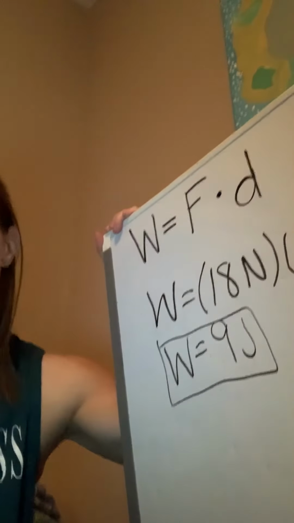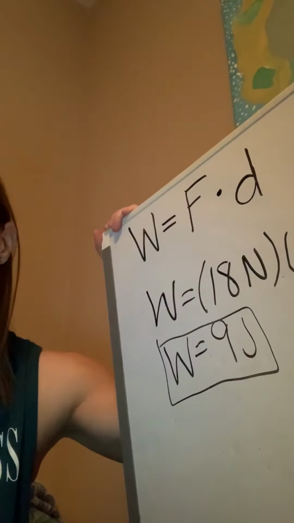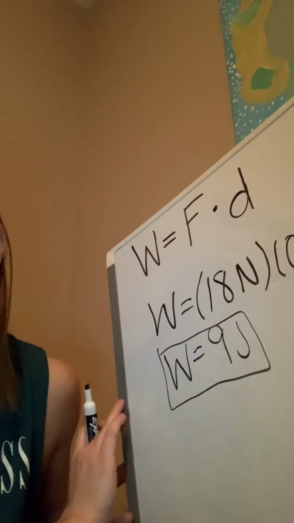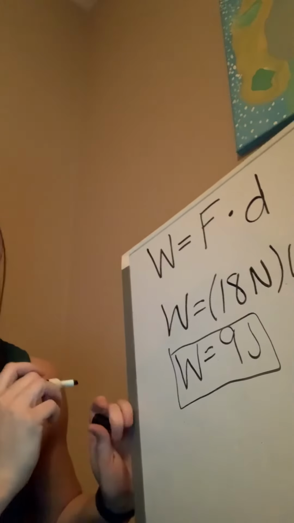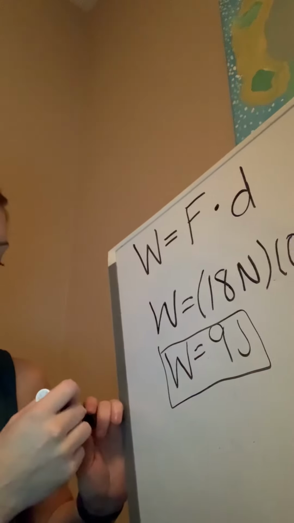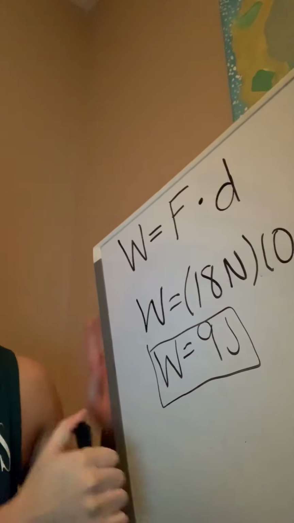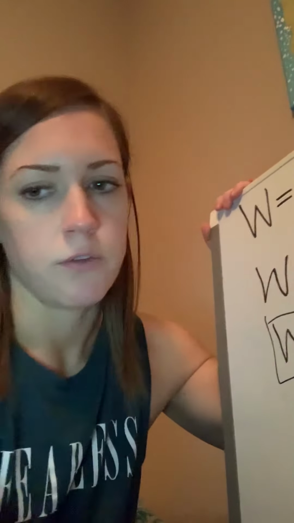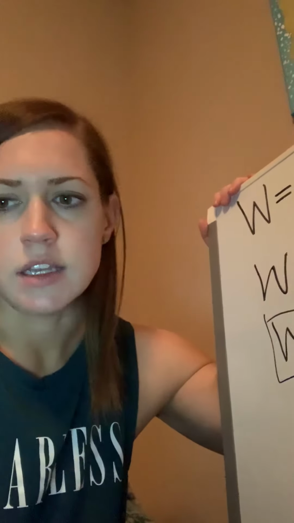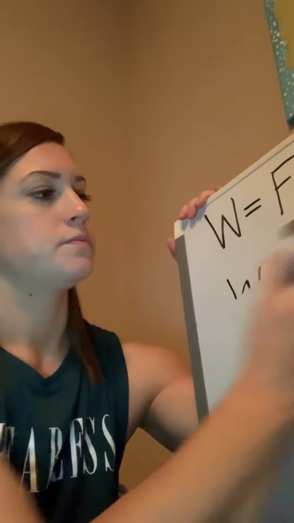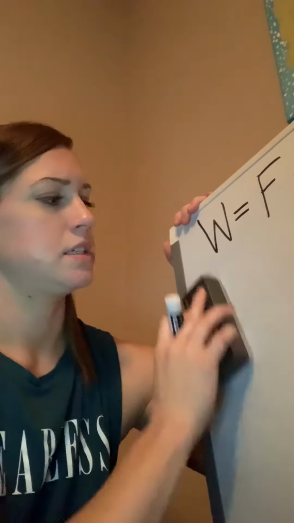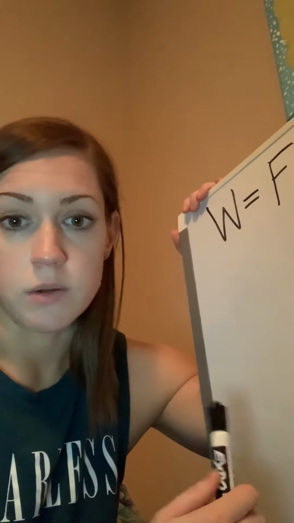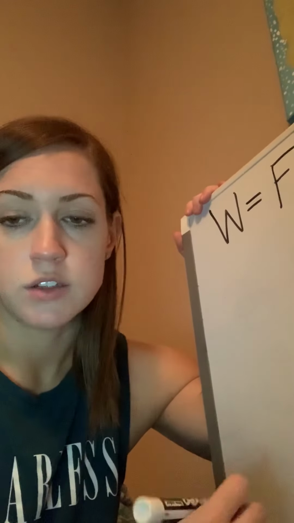So that is number 2. Number 3, how many joules of work are done on a box when a force of 25 newtons pushes it 3 meters? So we have a force and we have a distance on number 3. So force is 25 newtons times your distance, which is 3. 3 times 25 we know is 75 joules.